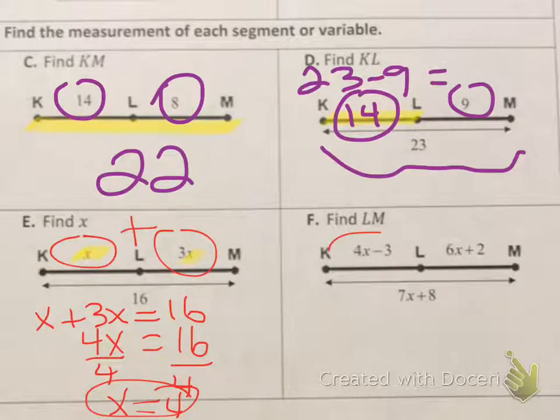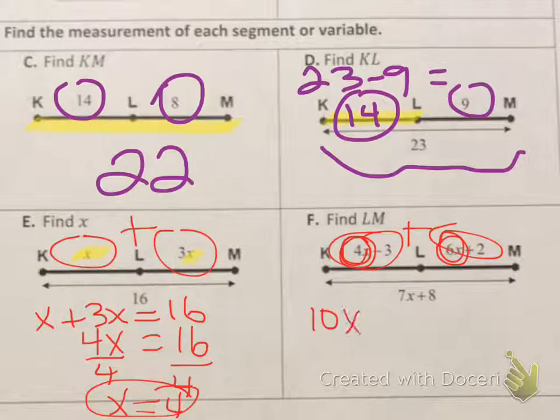So this one gets a little bit more complicated. Same thing, add those together and equal it to the big one. Actually, I think I'm going to just add my x's before I write it down. So I have 4x's here and 6x's here that I'm adding together. So that will give me 10x. I have a negative 3 and a positive 2, which would be a negative 1. And that will be equal to the big length. And then I'm just going to solve that.